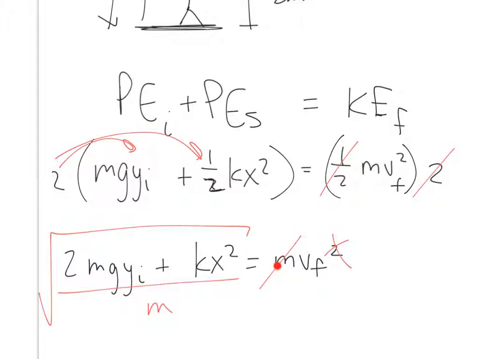So I had mass here. I divide both sides by mass. Right, so I divide by mass on this side also. Those masses cancel out. Then I'm left with VF squared. So I take the square root of both sides. The square root and the square cancel, so I'm left with just VF, which is what I'm looking for.